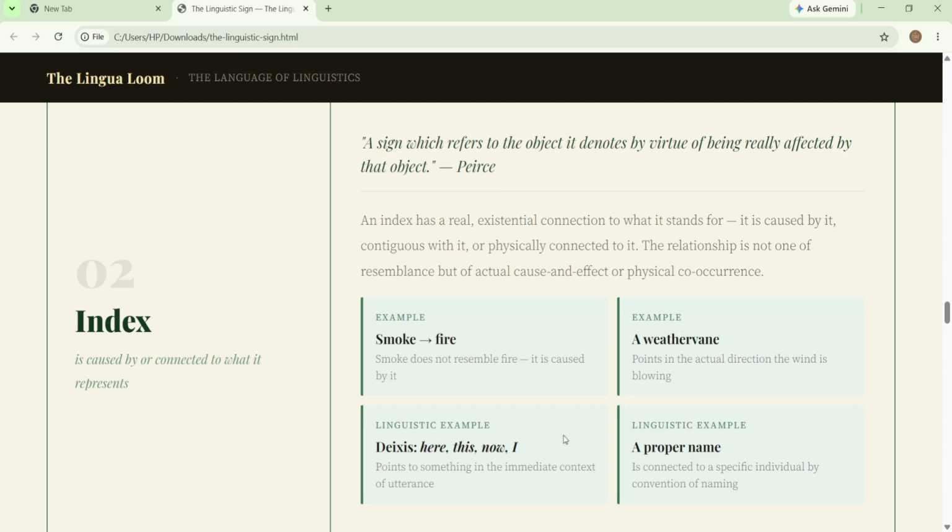Then deictics, like "here," "this," "now," "I." They point to something in the immediate context of utterance, like "I want my tea here." So this shows the location, where you want it. A proper name is connected to a specific individual by convention or naming, like George Washington, these kinds of names. A weather vane points in the actual direction the wind is blowing. So that shows where the wind is blowing, as does a compass, which shows the direction of north, east, west, south, wherever it points to.